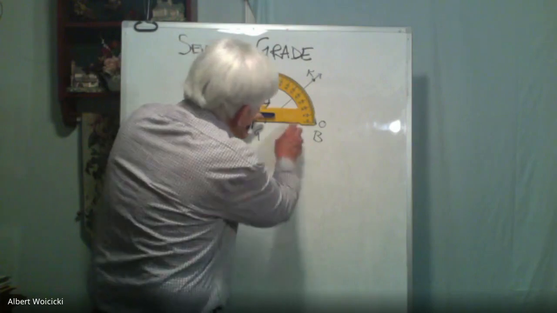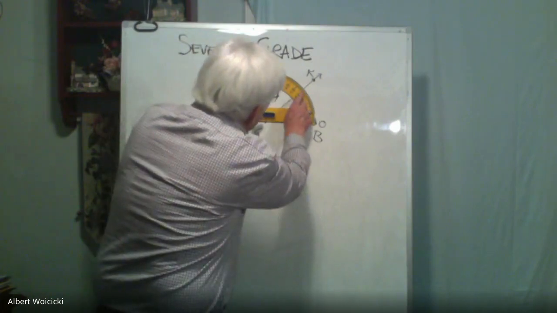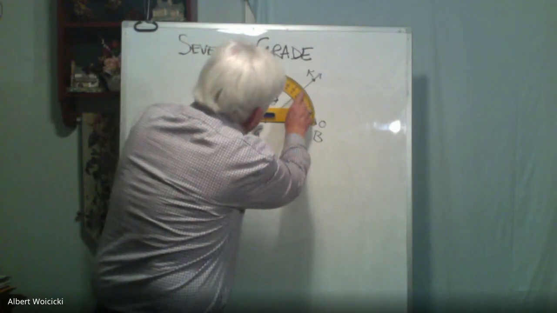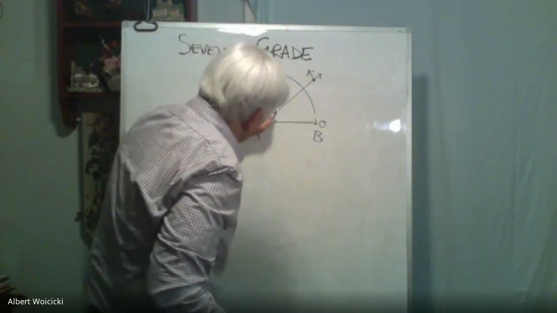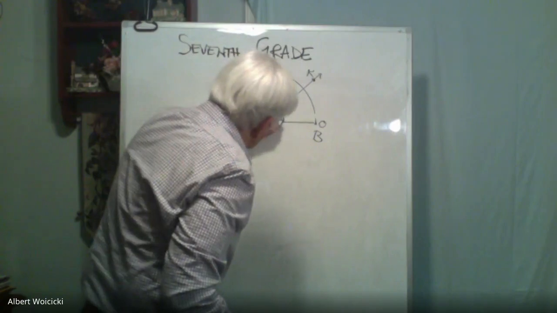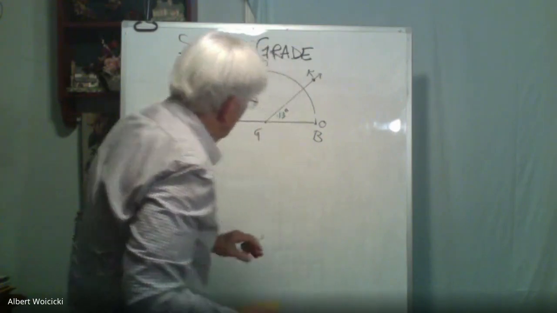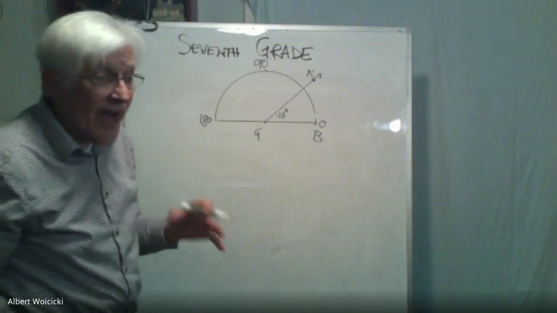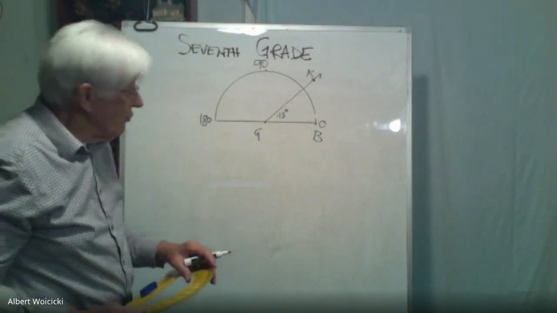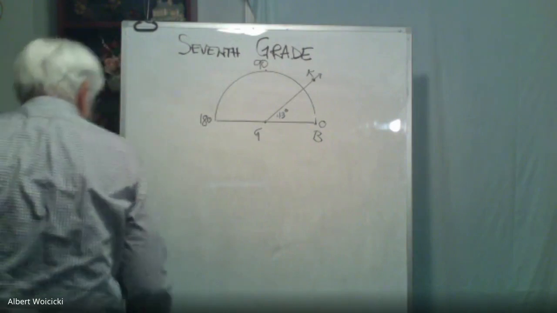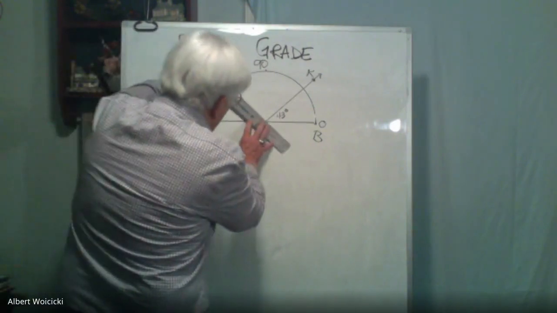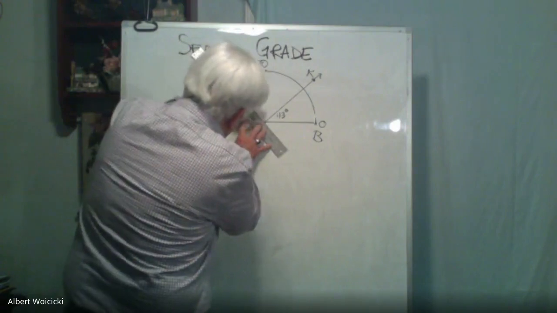So if I go up here and I look up here, 40, 1, 2, 3, it's just short of 43, but I'll call it 43 degrees. So I can measure that angle using one from this side. And what happens if I have an angle that's going this way?